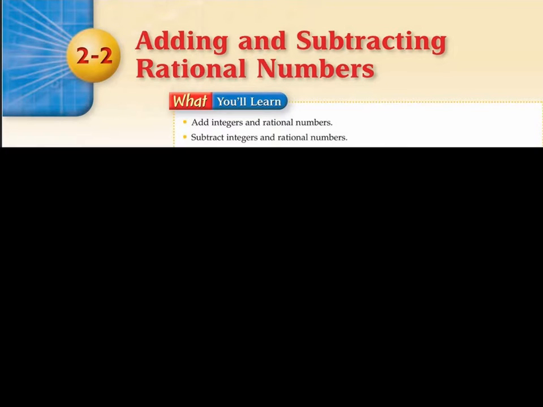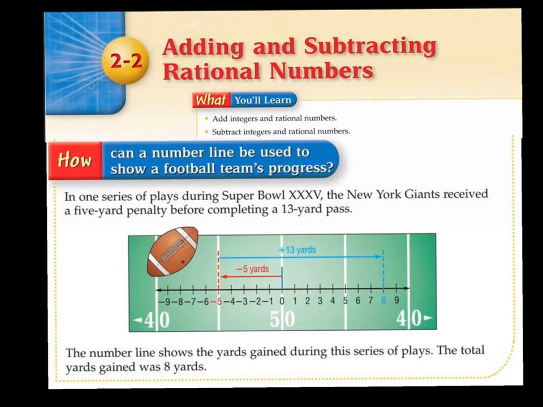In Lesson 2.2, we're going to look at adding and subtracting rational numbers. How can a number line be used to show a football team's progress? In one series of plays during Super Bowl 35, the New York Giants received a 5-yard penalty before completing a 13-yard pass. The number line shows the yards gained during this series of plays. The total yards gained was 8 yards.